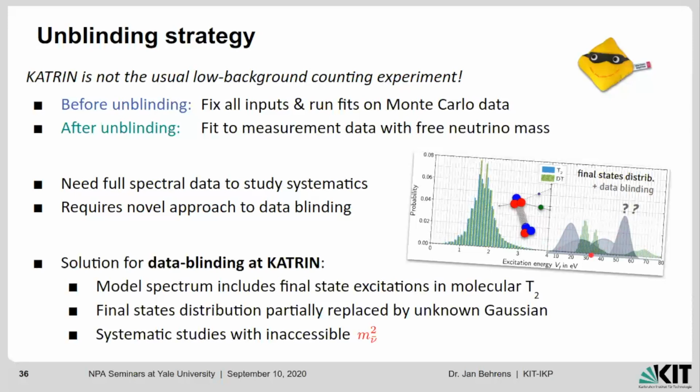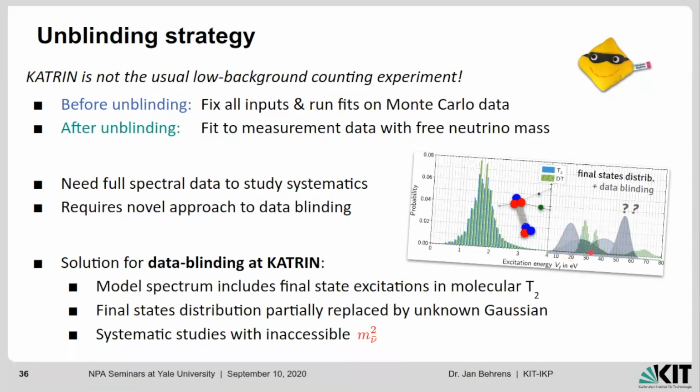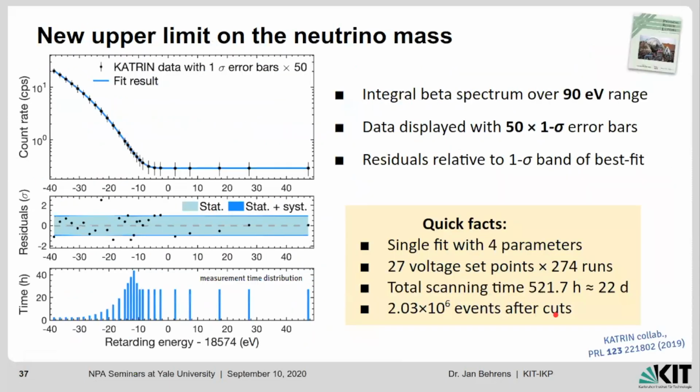And then this unknown Gaussian distribution ensures that we can't extract the neutrino mass from the fit, but it still allows us to, for example, perform endpoint and background fits and so on. So we can perform systematic studies with inaccessible neutrino mass. And then in the end, we use the actual final states distribution for our measurement run, and then we are sensitive to the neutrino mass. And so we did this in the end.